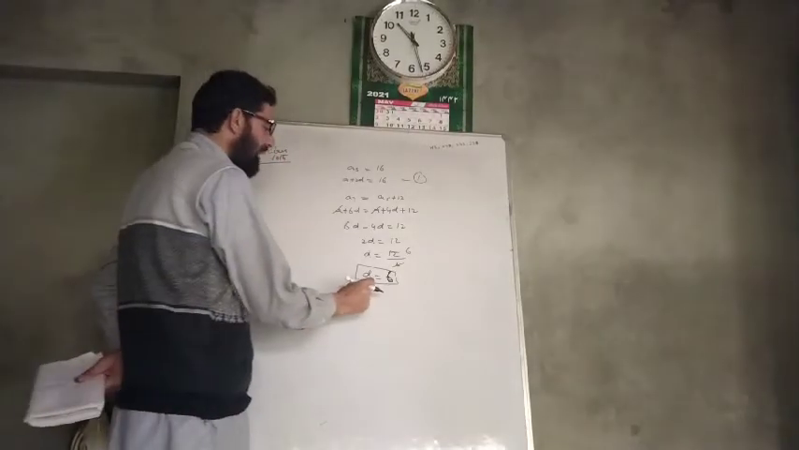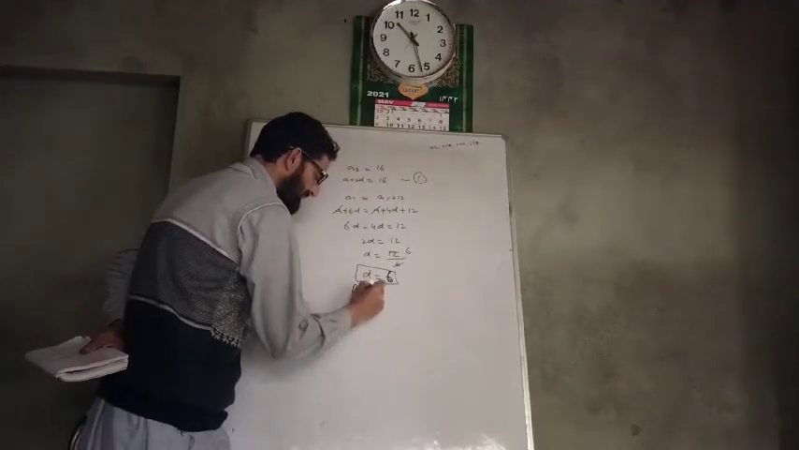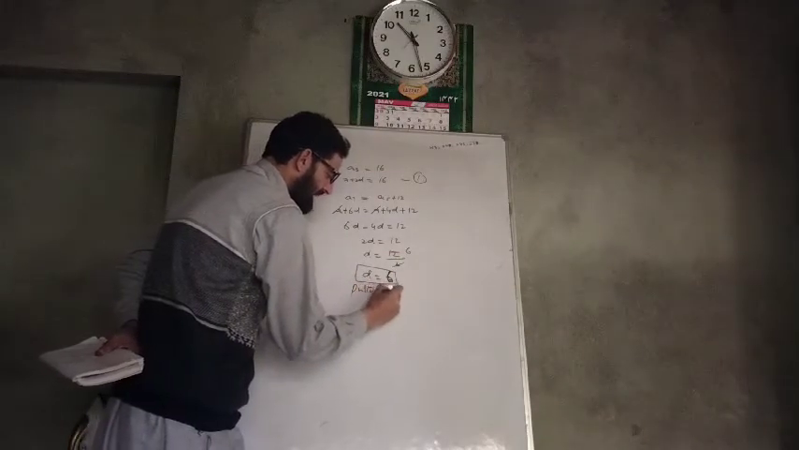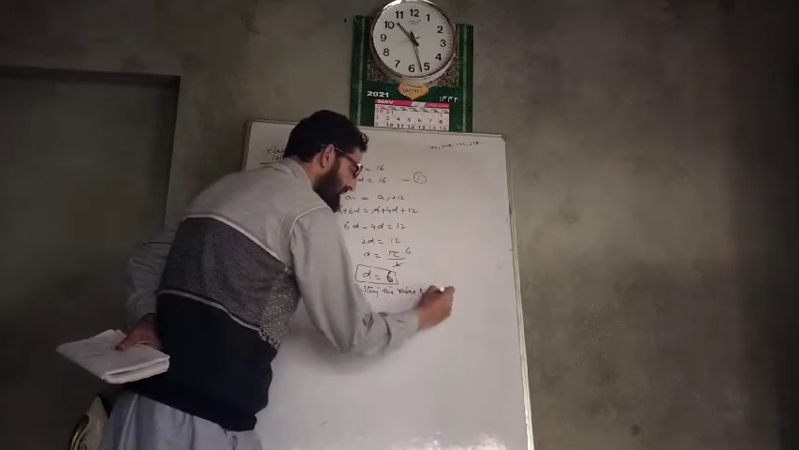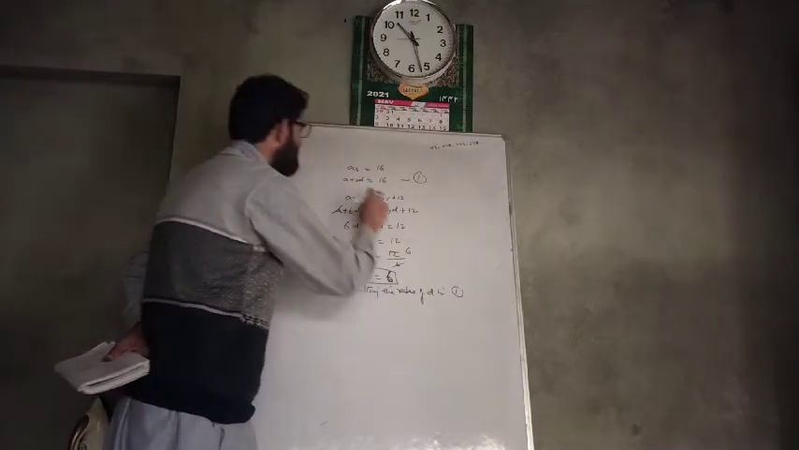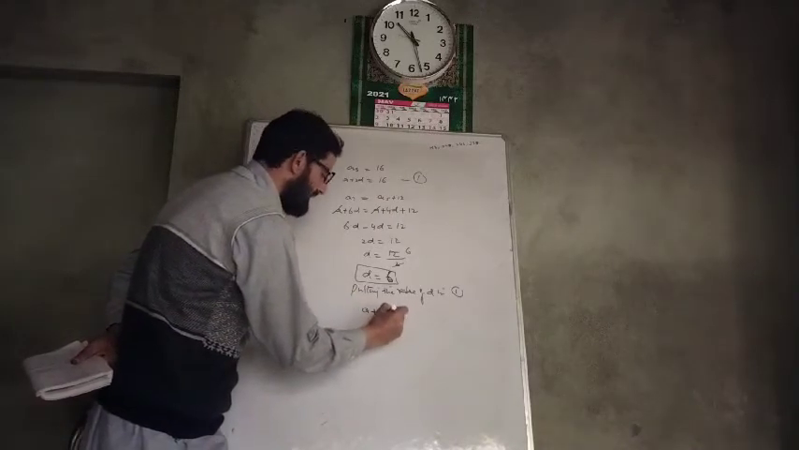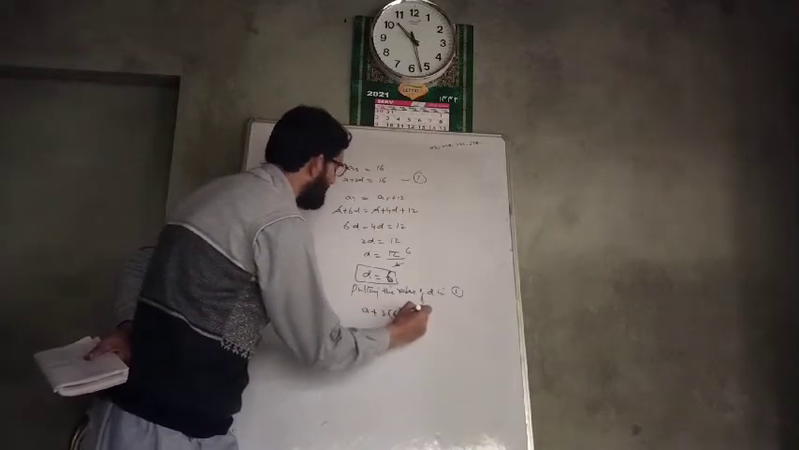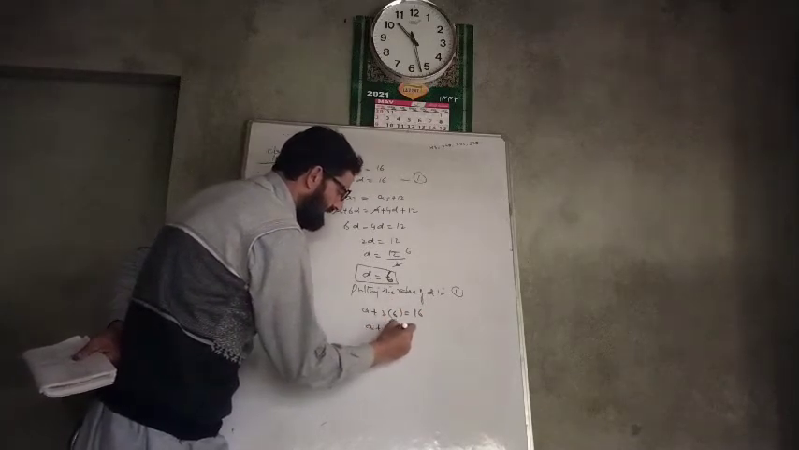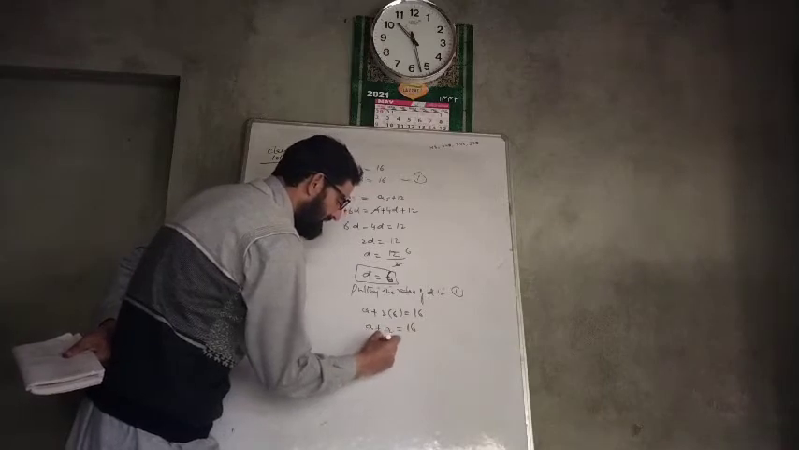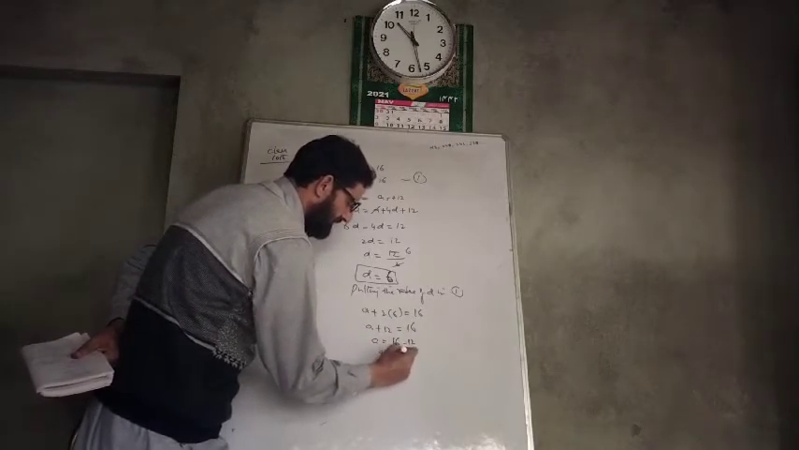Now putting the value of D in equation first. What is our equation first? A plus 2 into D, D is 6, is equivalent to 16. So A plus 12 is equal to 16. What is our A? It is 16 minus 12. So A is equal to 4.